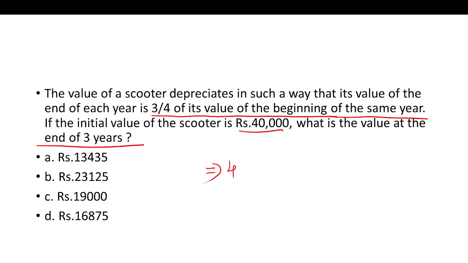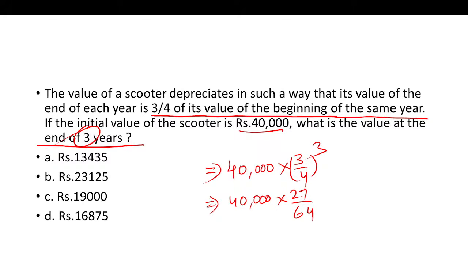Scooter initially cost 40,000, but every year end it is depreciating, nothing but reducing. So every year the 3 by 4th value is reducing. In the next year also 3 by 4th. Next year also 3 by 4th. Like that it is depreciating for 3 years. Simply I will do power 3. How can you write? 40,000 into 3 cube, 27 by 4 cube, 64. Okay. Can you please solve this one?